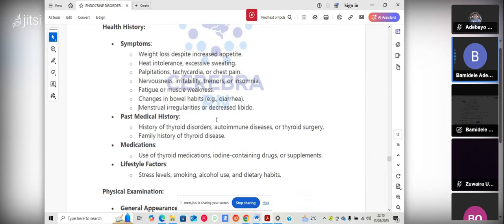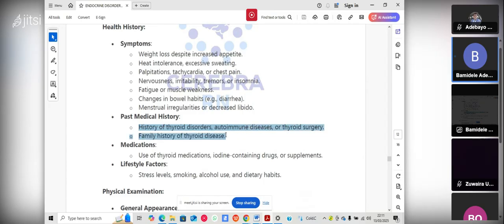Now, past medical history. You want to know what is the past history of this patient. So is there a history of thyroid disorders or autoimmune disease or thyroid surgery? Maybe the thyroid is already taken off, you don't know. Or maybe there was a surgery on the thyroid. Maybe there was a past cancer, a past tumor that was worked on in the patient, and maybe the tumor is back. You need to ask all of these questions.